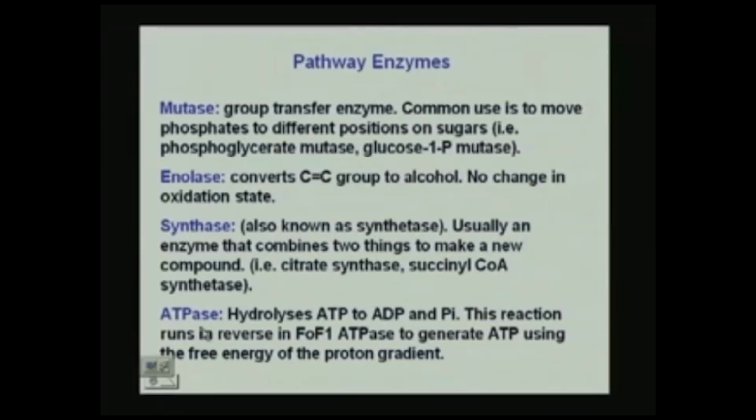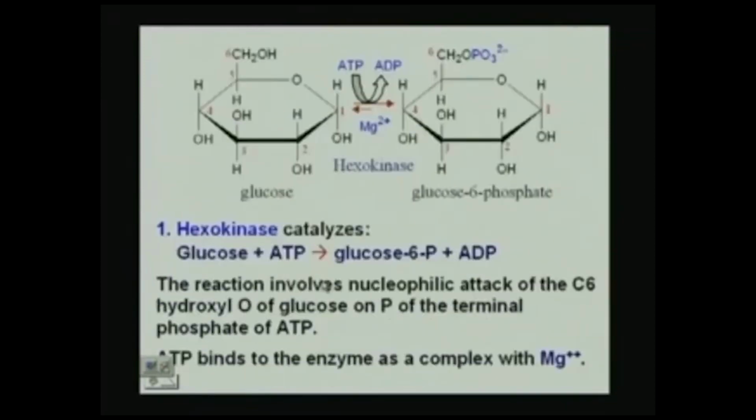We have ATPases that are going to hydrolyze ATP to ADP and Pi, and this is the reverse of ATP synthase. What was ATP synthase doing? It was taking ADP and Pi and producing ATP. This hydrolyzes ATP to ADP and Pi. So these are the pathway enzymes that are going to be used in every step of the way as we go along. The first step, step number 1, is the use of hexokinase.